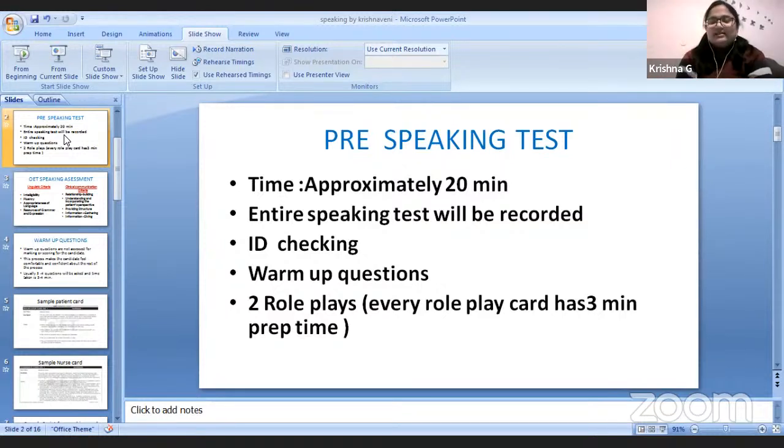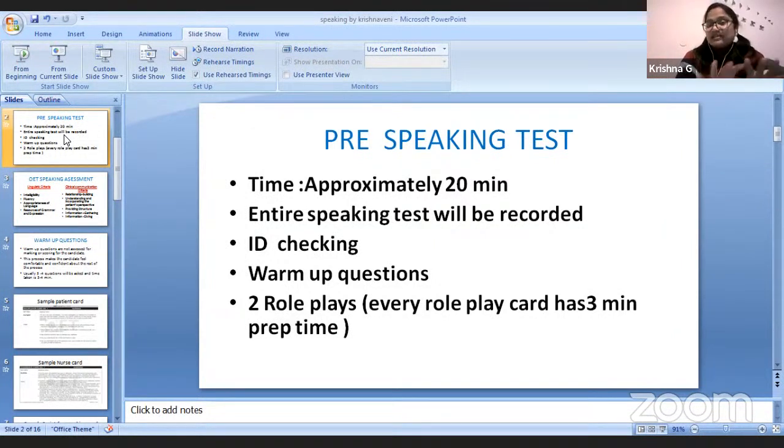So by this way, the speaking will be started. When the interlocutor gives you the role play card, if you are the nurse candidate, she'll be giving you the nurse role play card. If you are a medical student, a physiotherapist, a pharmacist, or any allied healthcare candidate, they will get the respective department questions only. So as the nurse, we'll have our set of questions. First role play card will be finished, then the next role play card will start.